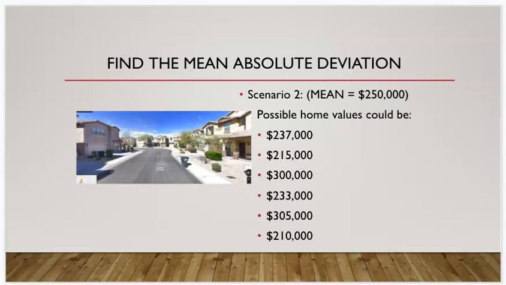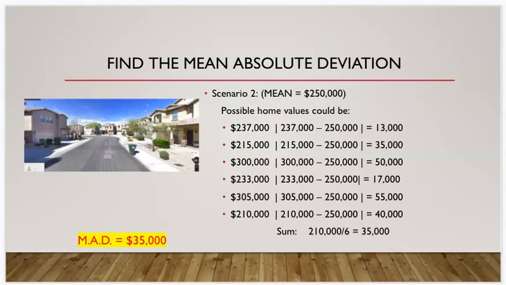Let's look at scenario 2, where our houses were closer together. Again, we'll use the formula. Take each data value, subtract the mean from it, find the absolute value, sum those, and find the average. In this case, our mean absolute deviation is $35,000.